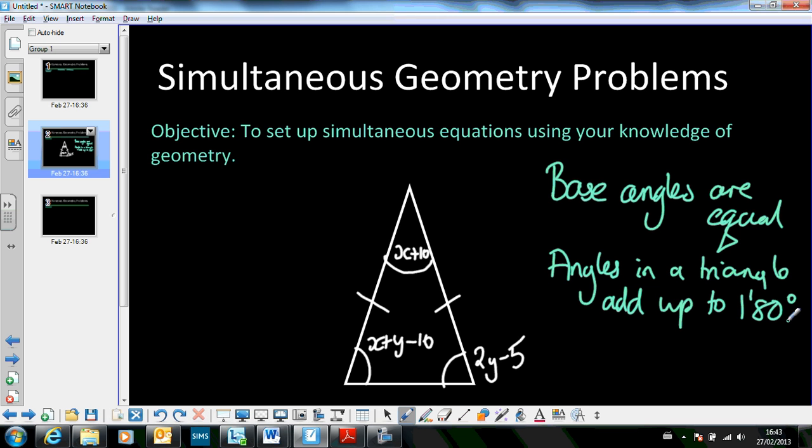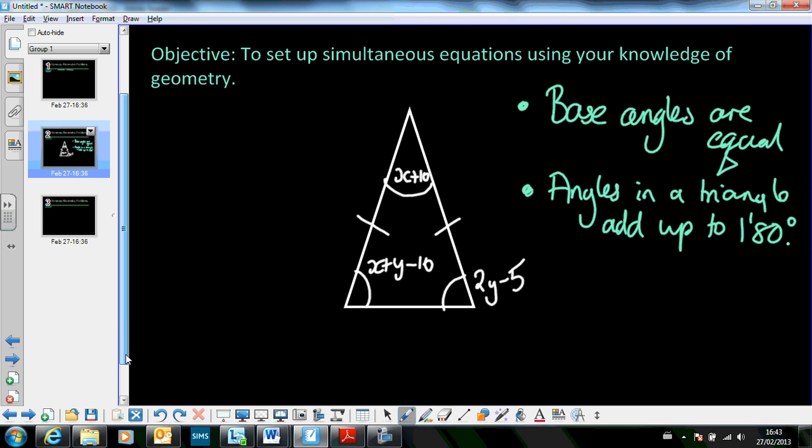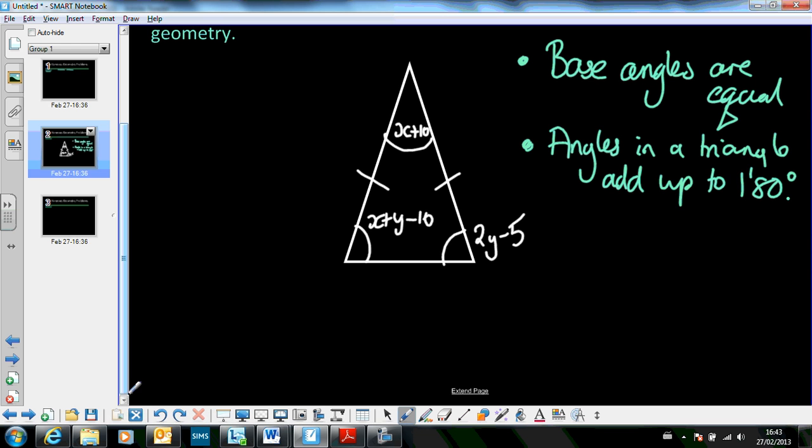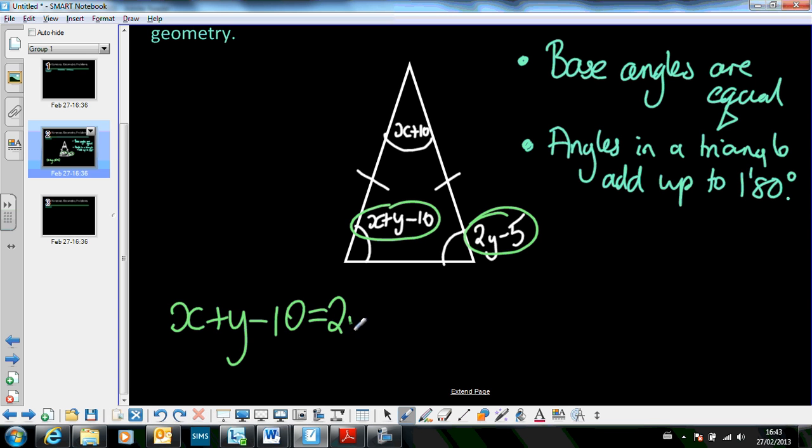So these two facts should be able to give us two equations. If we look at the diagram here in white, I can set up one equation because I know that the two base angles, this angle and this angle, x plus y minus 10 and 2y minus 5, must be the same. So I can set up one equation like that: x plus y minus 10 is equal to 2y minus 5. It's going to be one of my equations.